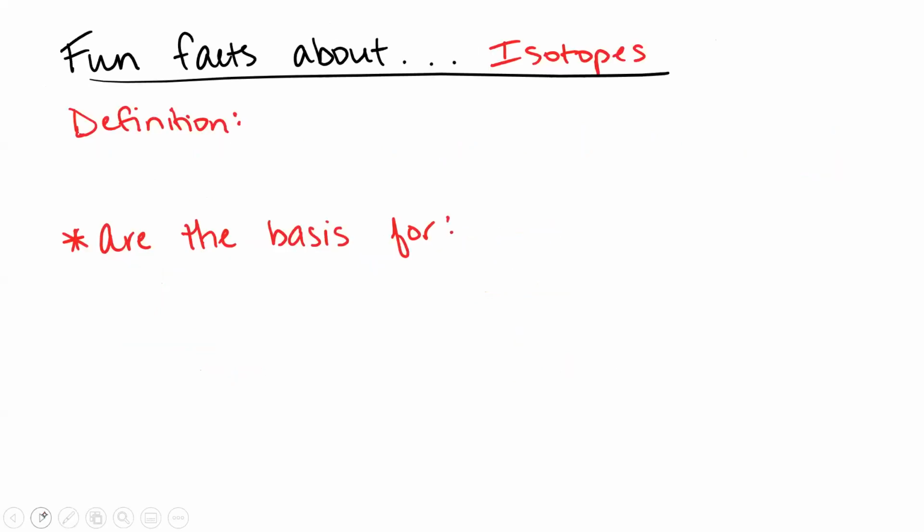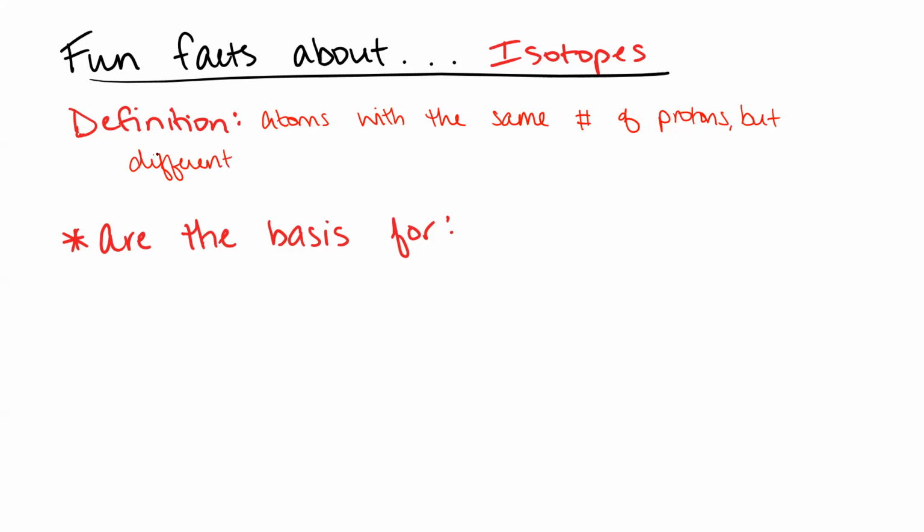Fun facts about isotopes. The official definition of an isotope is that it is atoms with the same number of protons but different numbers of neutrons. Not electrons, neutrons, guys. Pardon that. Atoms with the same number of protons but different numbers of neutrons. It's the only thing that changes.